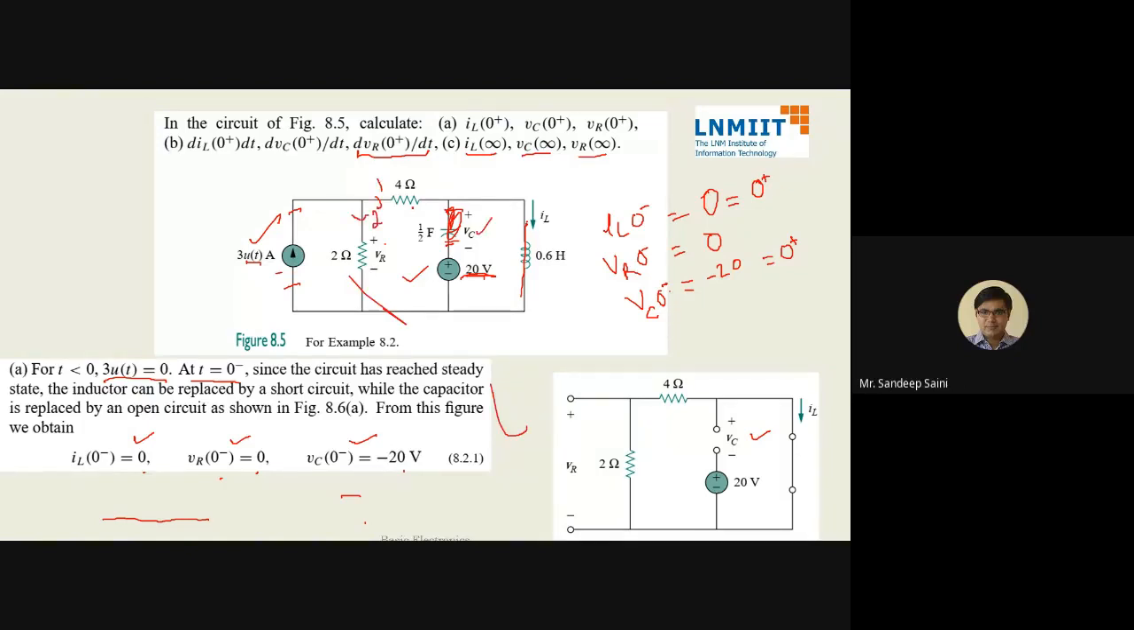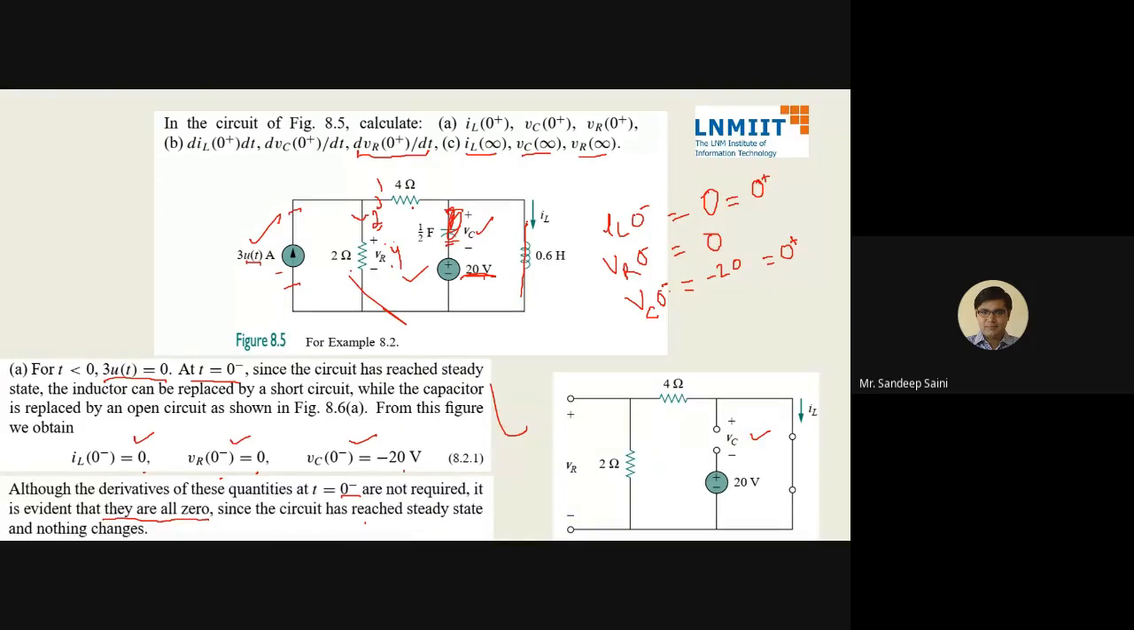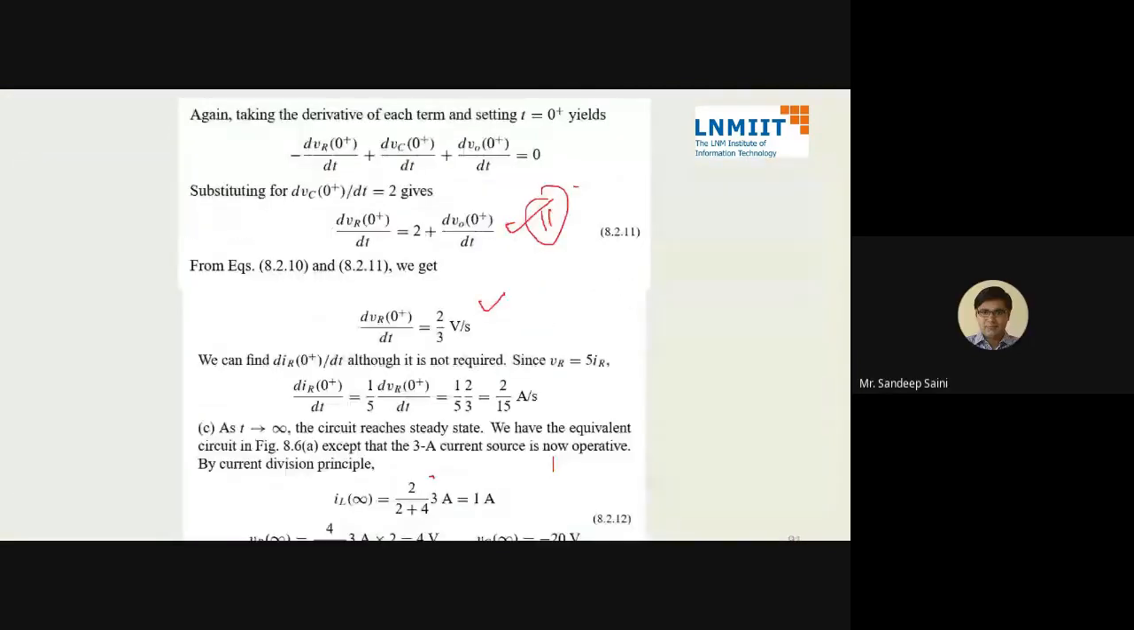What is VC at infinity? Minus 20 volts. Minus 4 into 20. VR is 4, 2 into 2, 4. Okay. So these will be our values at infinity. IL infinity will be 1, VR will be 4, VC will be minus 20.